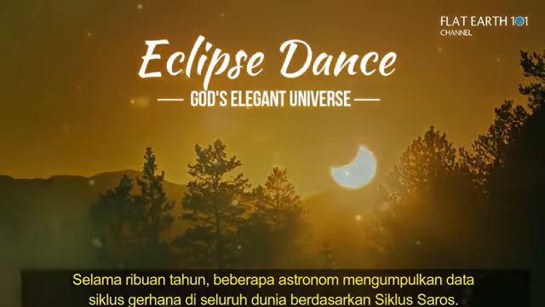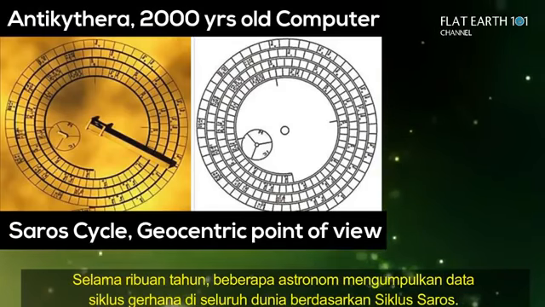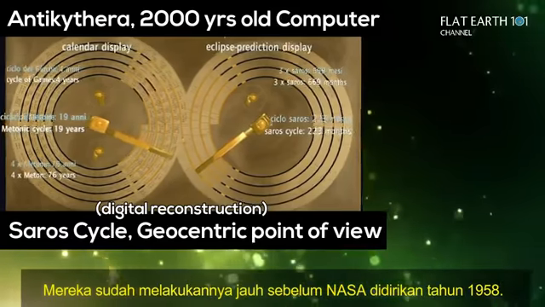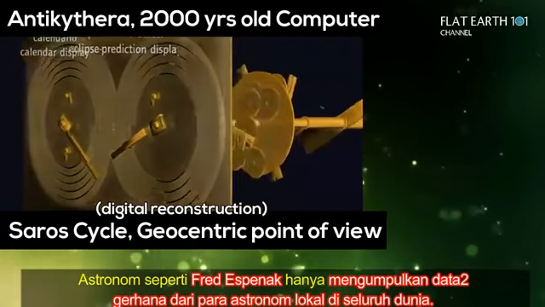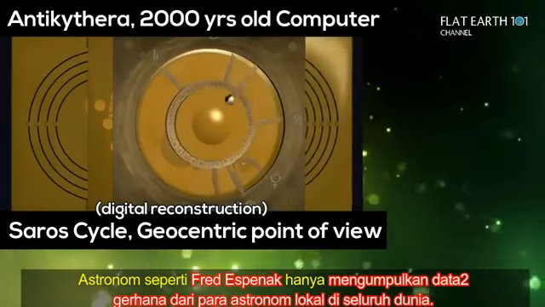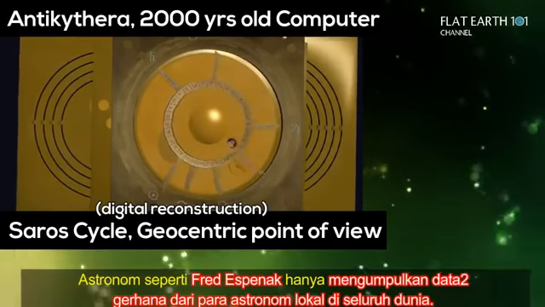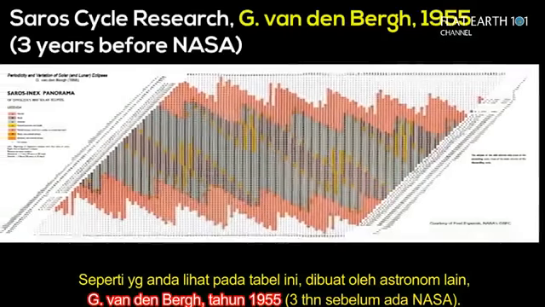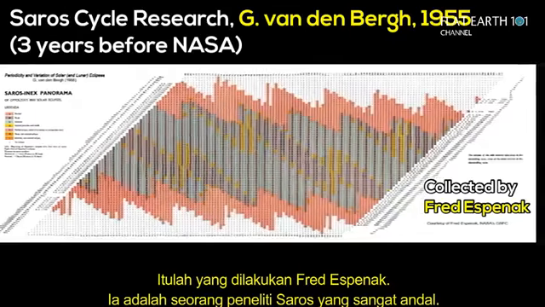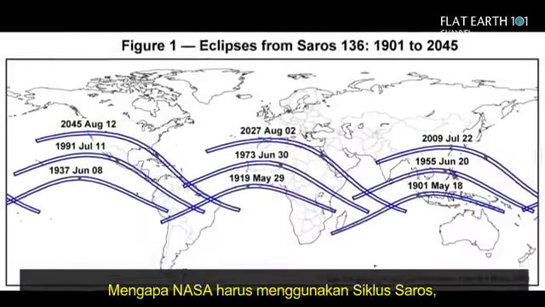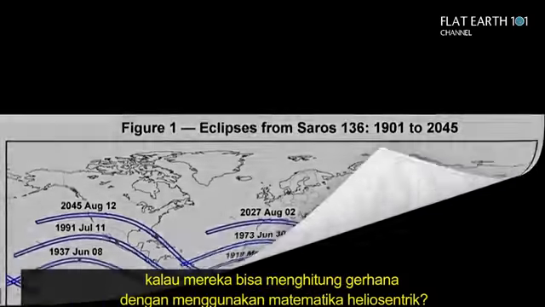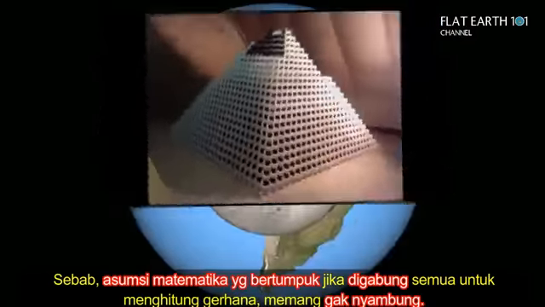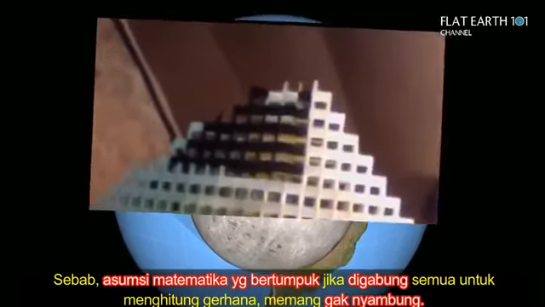For thousands of years, some astronomers collected eclipse cycles all around the world based on the Saros cycle. They started to do this a long time before NASA was established in 1958. Astronomers like Fred Espenak simply collected eclipse databases from other local astronomers all around the world. As you see in this table, it's made by another astronomer, G. Vandenberg in 1955. That's what Fred Espenak did. He is a very good Saros researcher. Why would NASA need the Saros cycle if they can calculate eclipses using heliocentric math? Obviously, because they can't. A bunch of mathematical assumptions when combined together to calculate eclipses, they just don't add up.